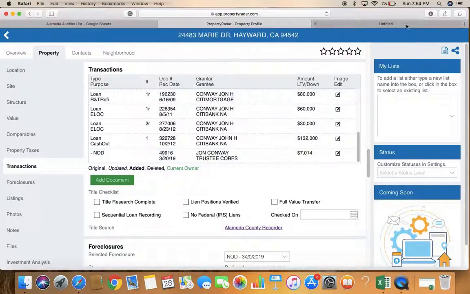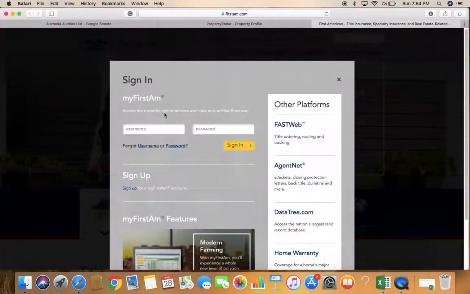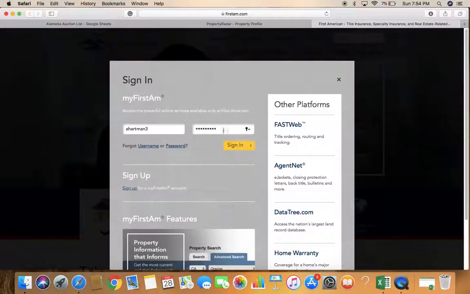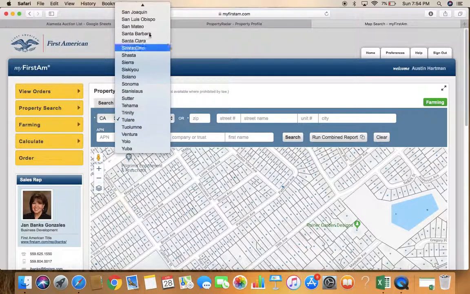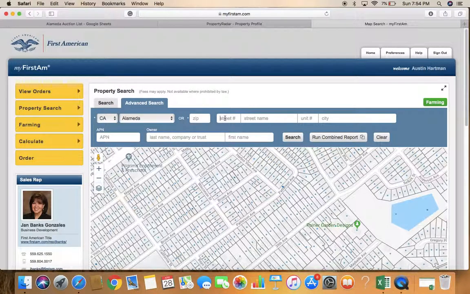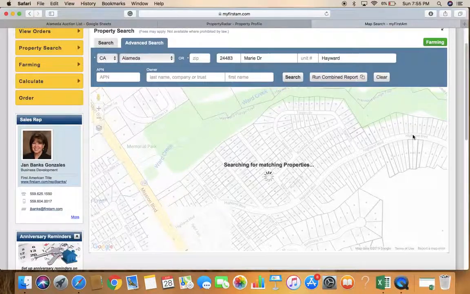Let's see if John Conway is on title. So if we go to First American, sign in. We're going to look at who's on title in First American right now. So first we need to go to Alameda County because that's where the property is at. 24483 Mary Drive in Hayward. So we're going to look this up and it will tell us who is on title.